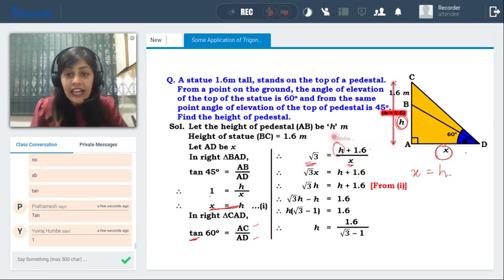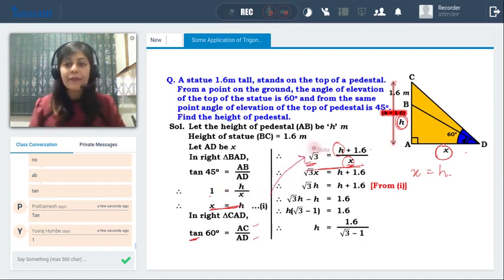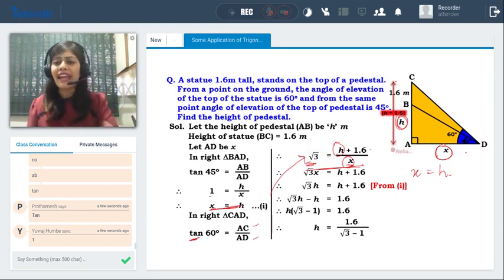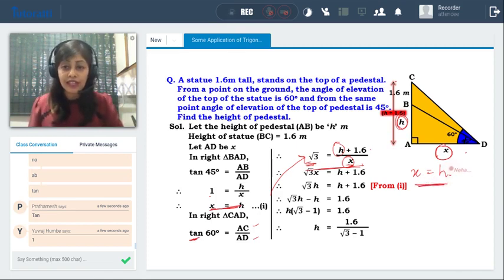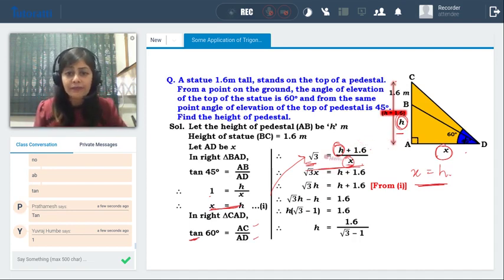But if you have one equation, you cannot roam around with two unknowns, right? If you have one equation, you just need one unknown. So what are we going to do? From this one, you will replace X with H, or H with X. It doesn't matter because they are equal to each other. But for simplicity, since we have kept AB as H, we're going to leave H as it is and we will replace X with H. That's the only reason why we have chosen to replace X with H.